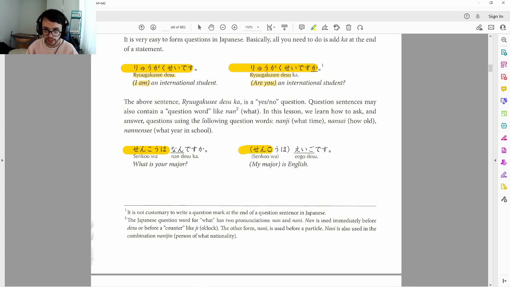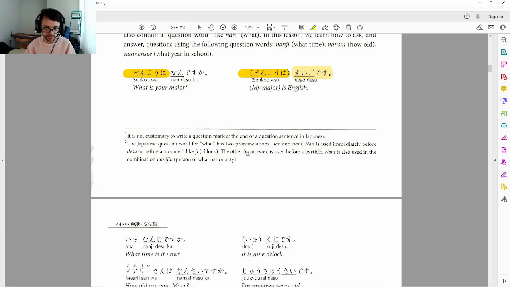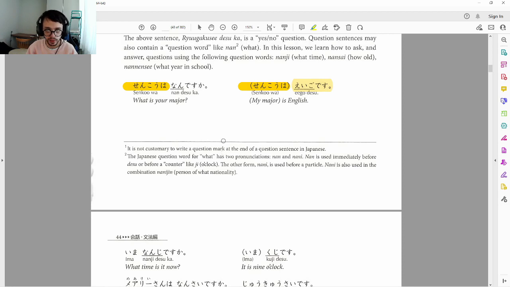Right? Senko wa eigo desu. So you can see here that senko wa is in parentheses. And the reason for that is you don't actually have to say senko wa. So if I ask you senko wa nan desu ka, you can say eigo desu, because again, we've implied that senko is the subject, right?